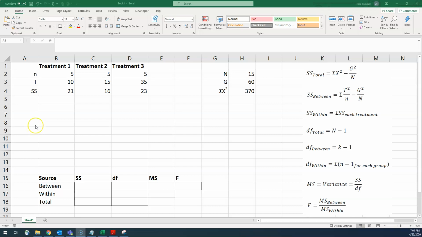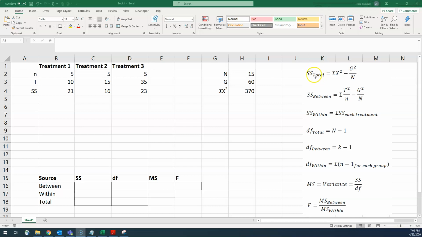Here in this little demo, I'd like to demonstrate to you how to solve the practice problem that you saw at the end of the module using Excel.